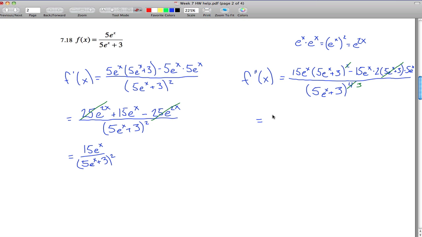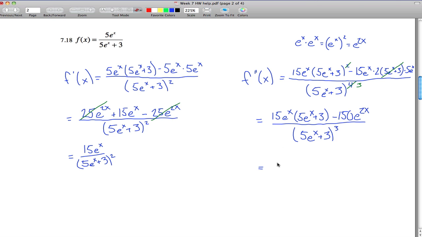So what we got is 15e to the x times (5e to the x plus 3). And then from that we want to subtract, see, we got 15e to the x, and then we got a 2 and a 5e to the x. So 2 times 5 is 10, times 15 is 150. e to the x times e to the x is e to the 2x. Look good? This is all divided by (5e to the x plus 3) now cubed. Getting better, but we can even do better if we distribute this 15e to the x through.